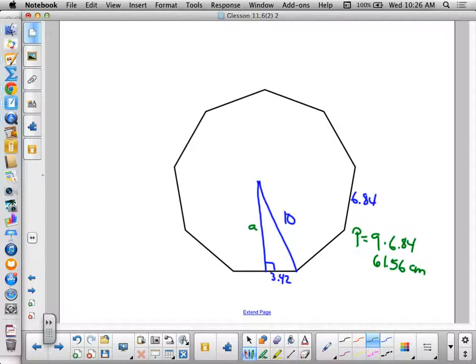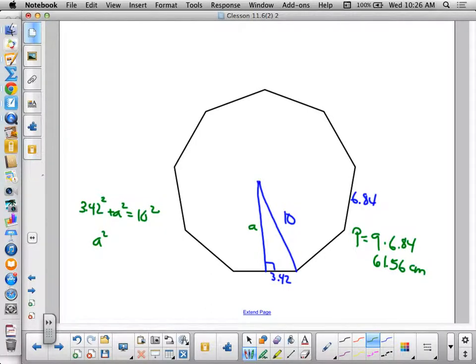Okay, that's the perimeter. All I need really is the apothem here, and that's going to be just Pythagorean theorem in this case. So I don't have to do anything really fancy. I don't have to use SOHCAHTOA. I don't need to know the angles even. I can just use Pythagorean theorem because I have enough information. So 3.42 squared plus a squared is 10 squared.